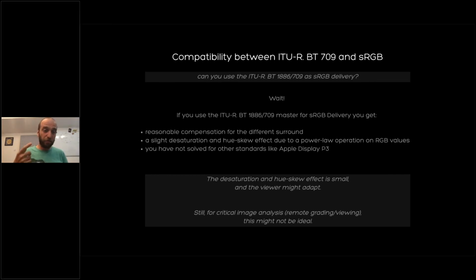And also, you haven't really solved for the other evolving standards like Apple Display P3 if you just rely on implicit color matching. The desaturation and hue skew effect is small, and the viewer will adapt to it, I believe, because we still have this thing of adaptation going on. But still, for critical image analysis, if you have a remote grading or remote viewing approval session, or you send JPEGs over, where you actually want to talk about the fine nuances of colors, this might not be ideal.